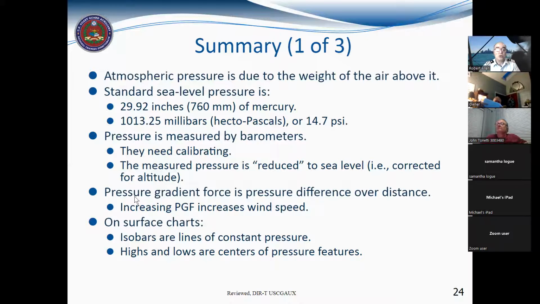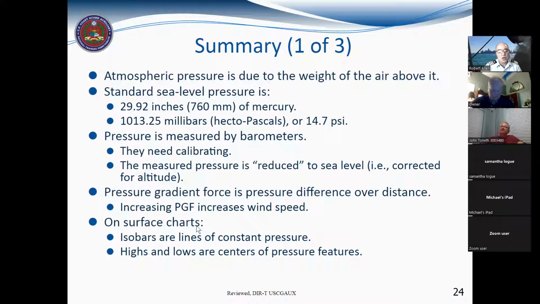We talked about pressure gradient force, and that is the pressure difference over a distance. So as we talked about, if it was only 500 miles apart, you could have an 80-mile-per-hour wind if there was only half an inch of mercury difference. But if it was 1,000 miles apart, now the wind's still windy at 40 miles per hour, but it's not as intense. So increasing the pressure gradient force increases the wind speed. Again, bigger differences in pressure mean a lot more speed.